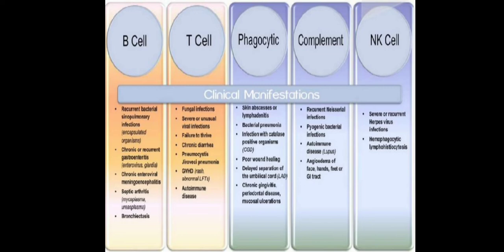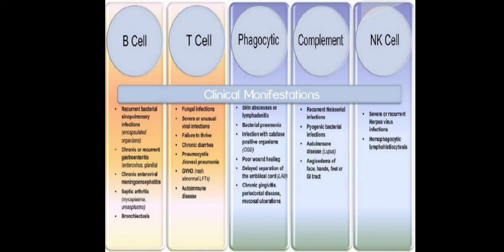T cell defects present mainly with fungal infection, severe or unusual viral infection, failure to thrive, chronic diarrhea, and Pneumocystis pneumonia. These are opportunistic infections, more common in secondary immune deficiency like AIDS. But after ruling out secondary immune deficiency, if you find these rare and opportunistic infections, we should suspect primary immune deficiency, that is, T cell defects.